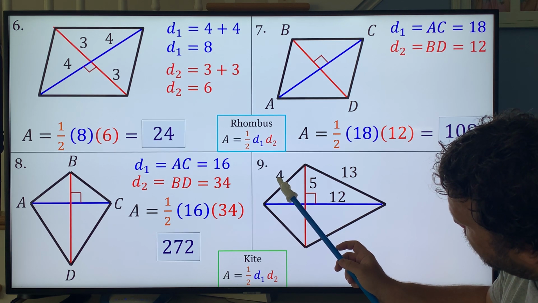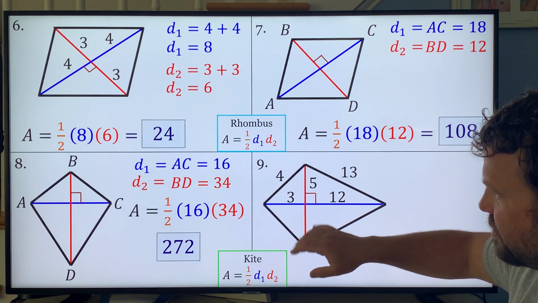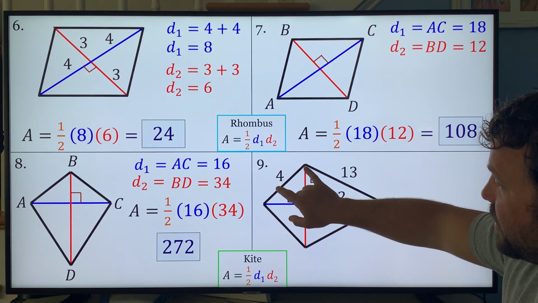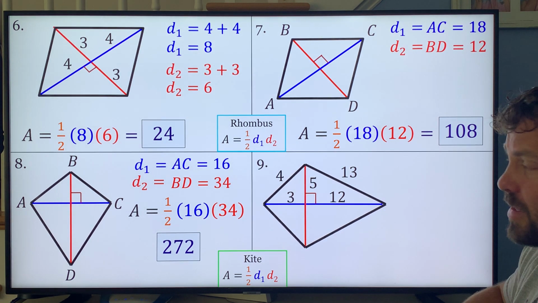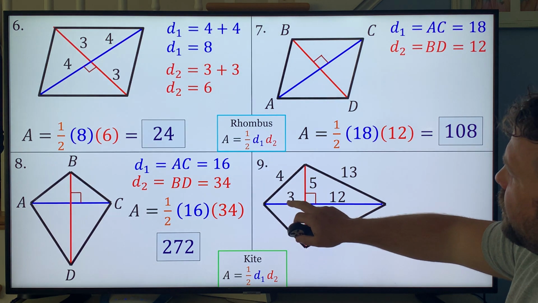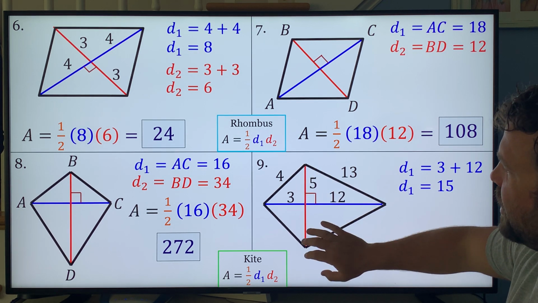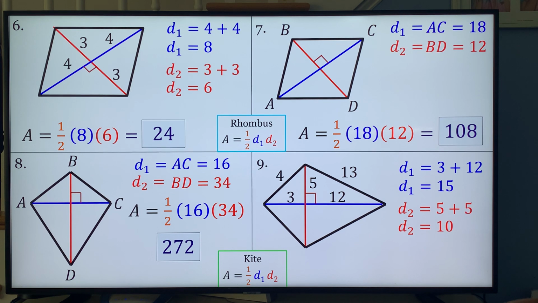That's not 4. That's something else. This should be like 6. Even though it doesn't affect the problem, 3 and 5 right here, this is the hypotenuse, so it should be the longest side. Doesn't affect what we're going to do, but I just like everything to be right. All right, anyway, 3 and 12 gives you your first diagonal, so you add them together, you get 15. Second diagonal is 5 plus 5. 5 plus 5 is 10. 1/2 of 15 times 10 is 75. Right?